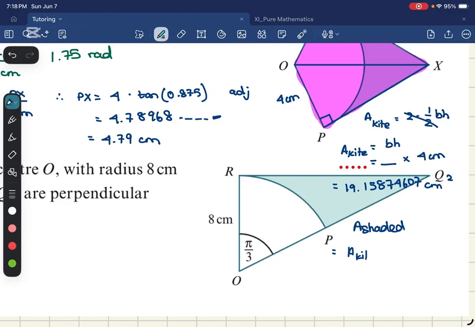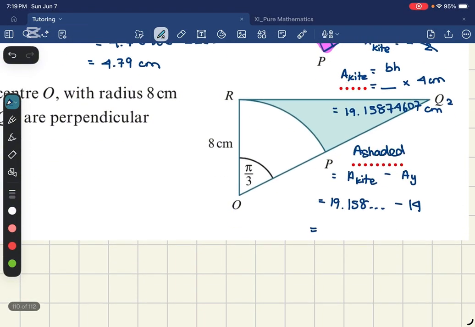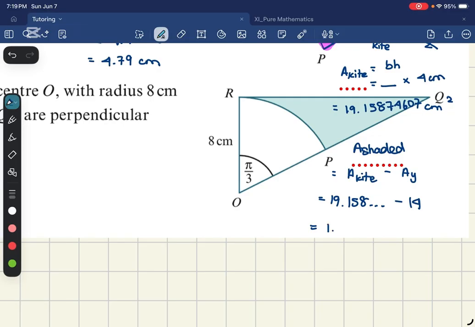And finally, the area of the shaded part is going to be the total area of the kite, the whole purple area, minus the yellow portion that we previously highlighted, right? So it's going to be 19.158... minus 14. And if you do that, you get, to 3 significant figures, 5.16 centimeters squared. So that is your final answer, 5.16 centimeters squared.